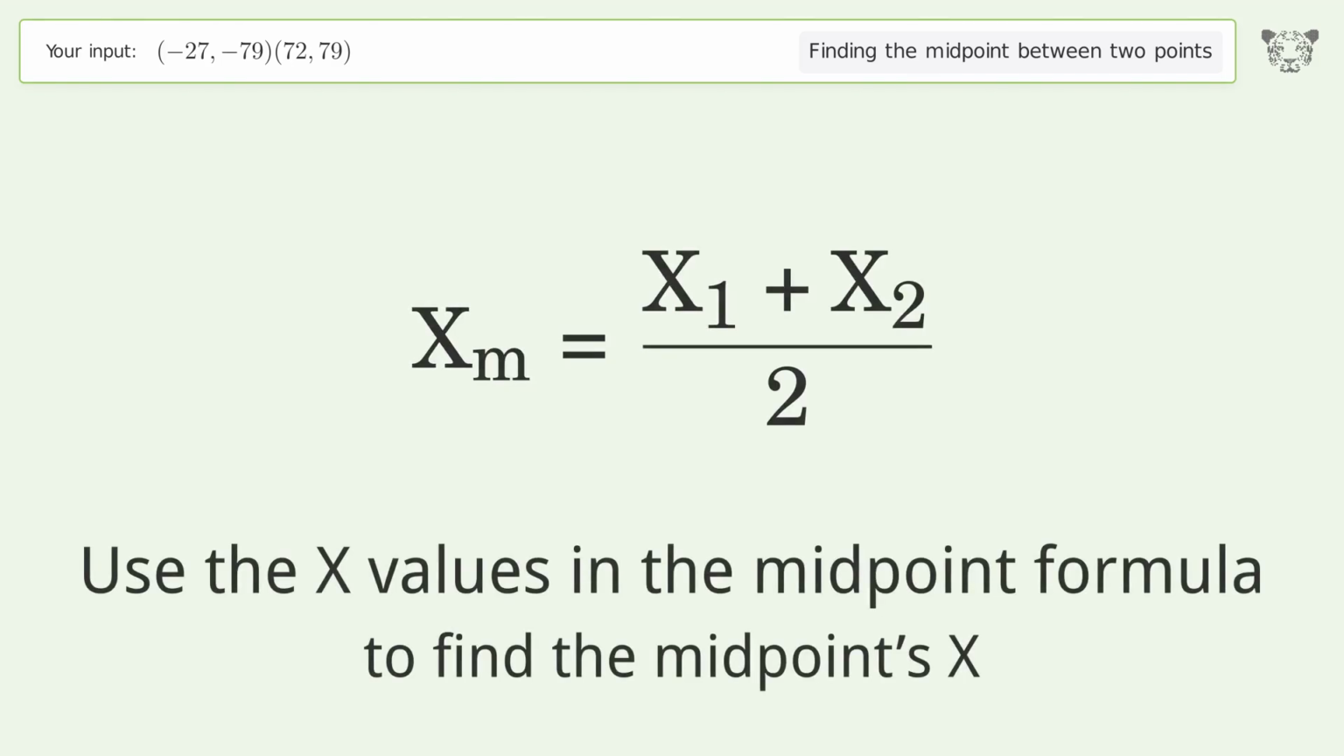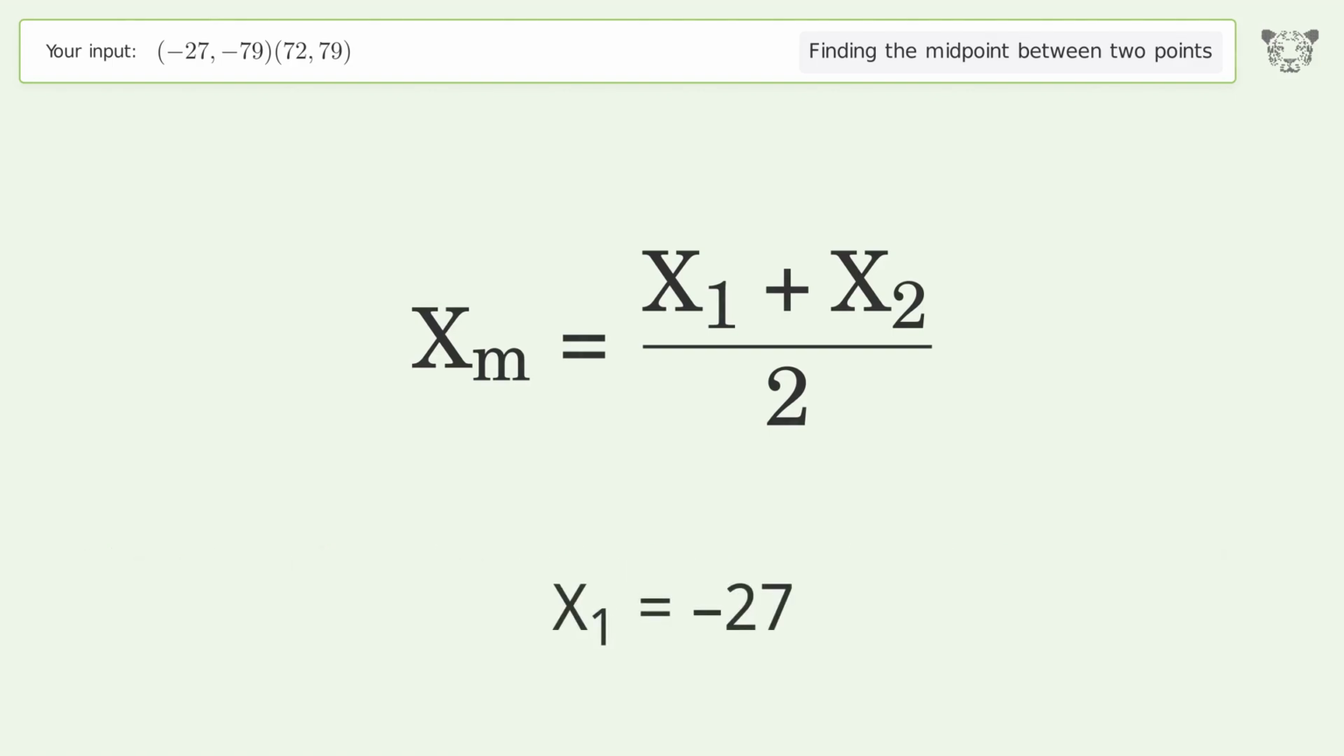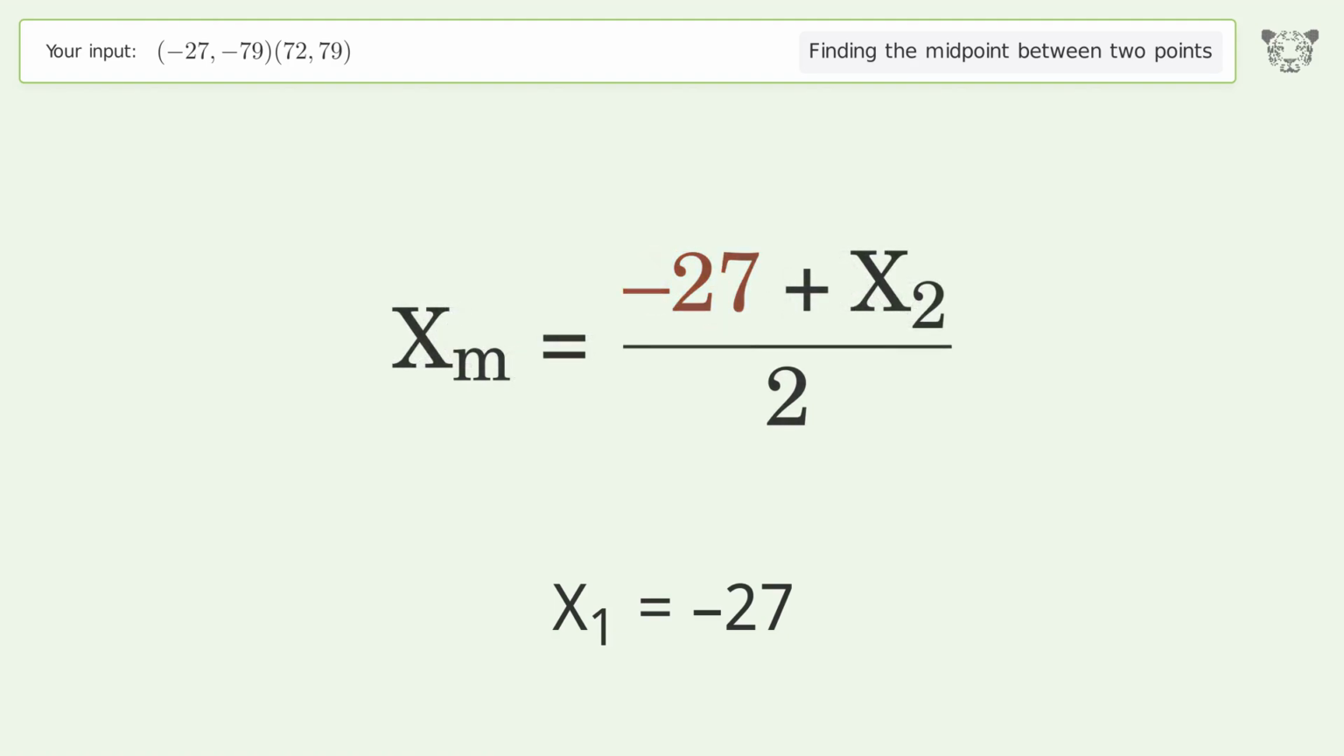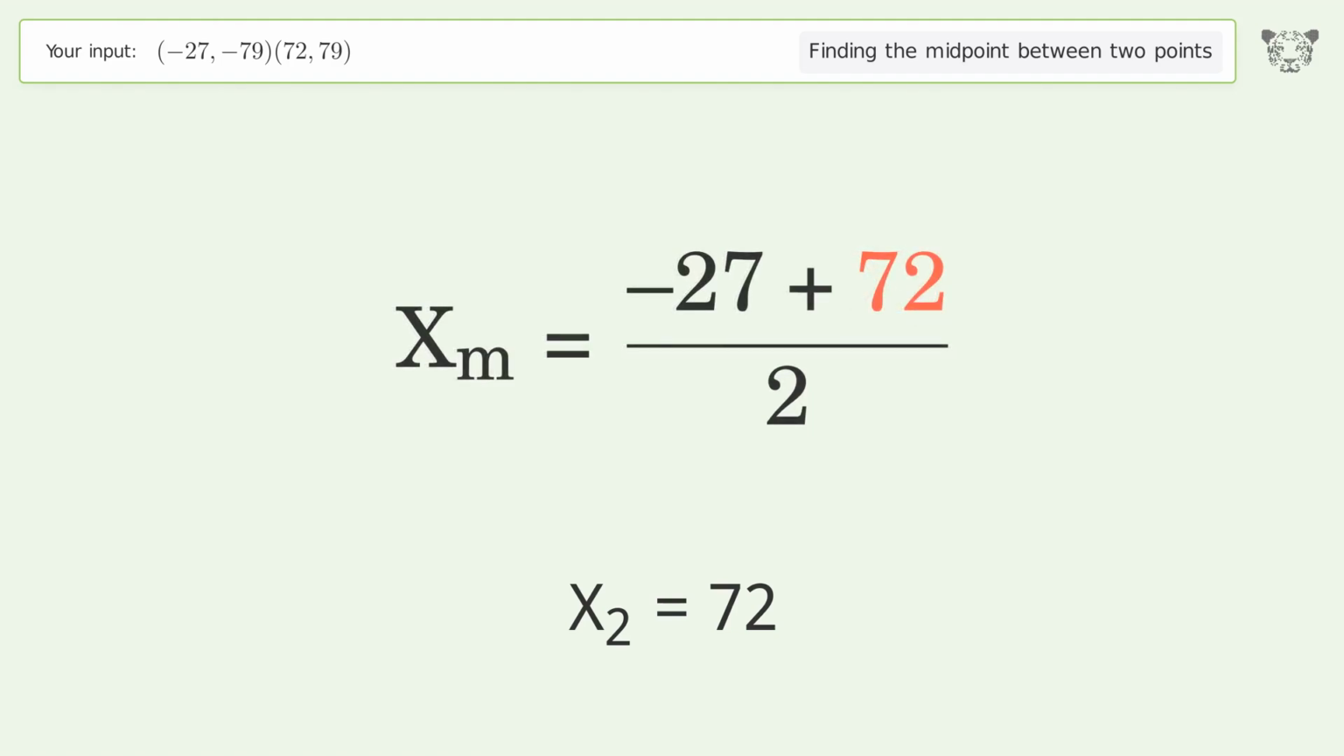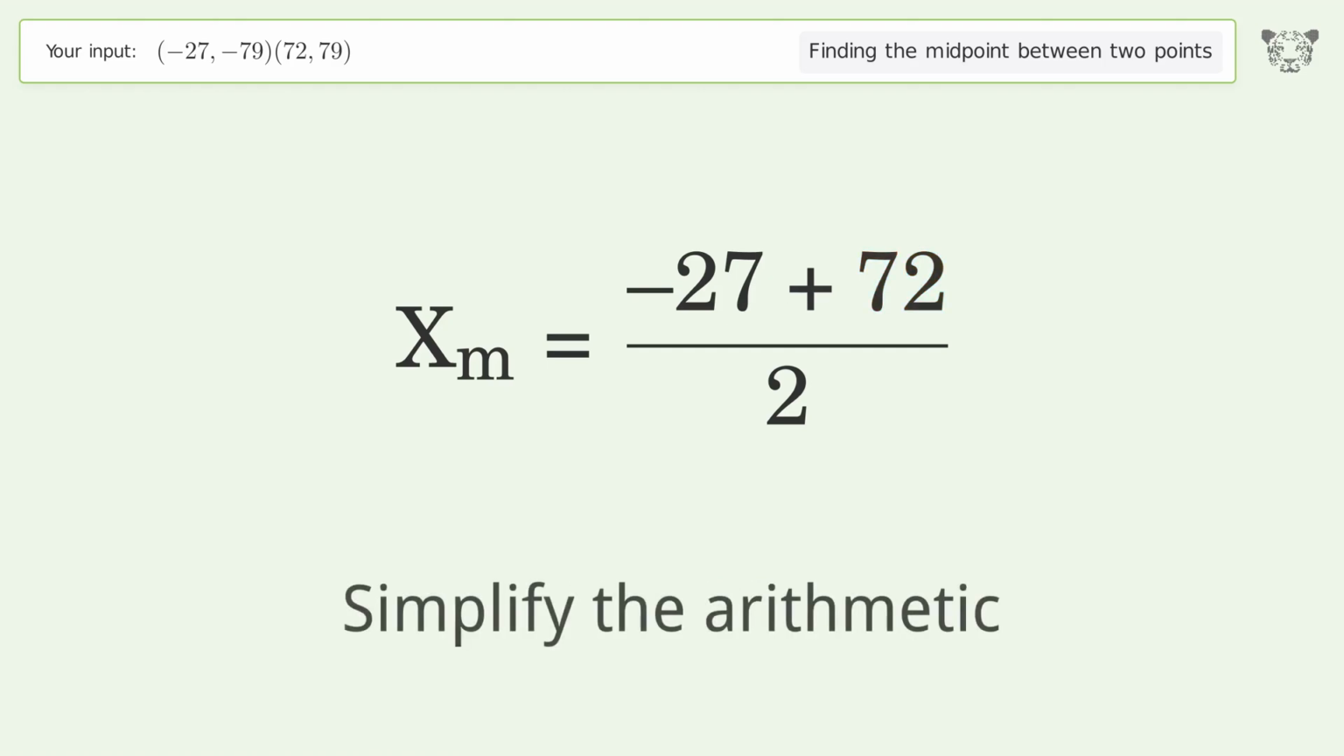Use the x values in the midpoint formula to find the midpoints x. x1 equals -27. x2 equals 72. Simplify the arithmetic.